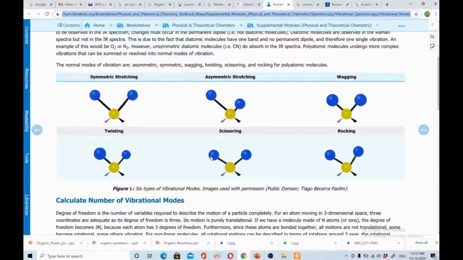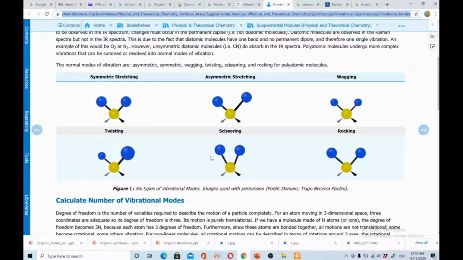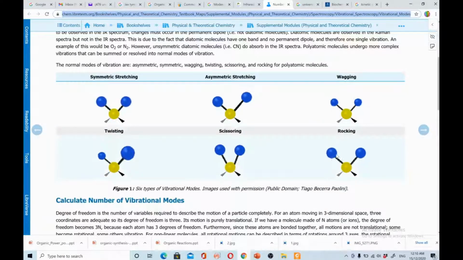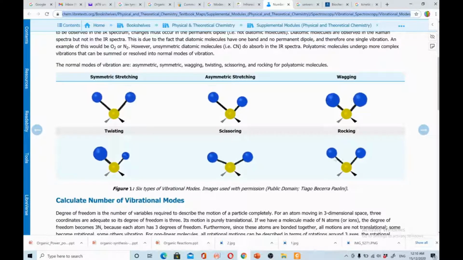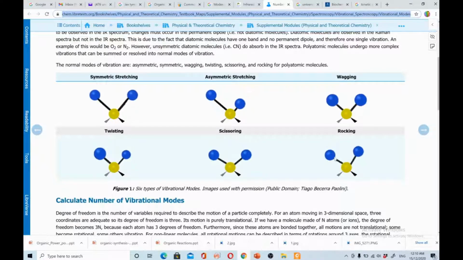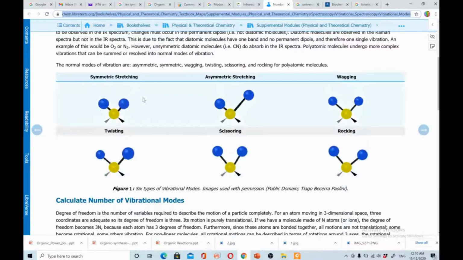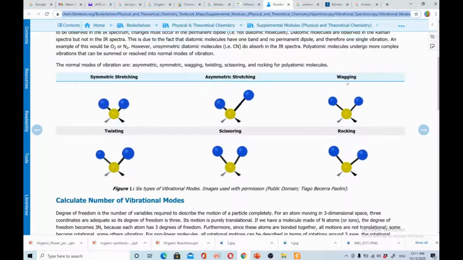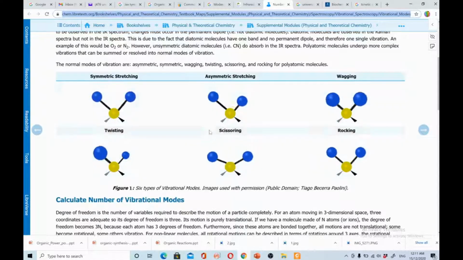Then these atoms vibrate via scissoring. And another one is rocking, which is related to a song. When we listen to music, we do rocking movements and wave our hands up and down, left and right in the air. So these are the 6 modes of vibration: symmetric stretching, asymmetric stretching, wagging, twisting, scissoring, and rocking.